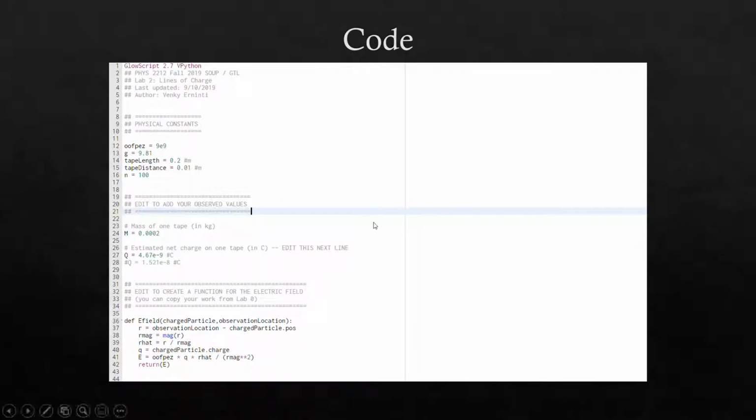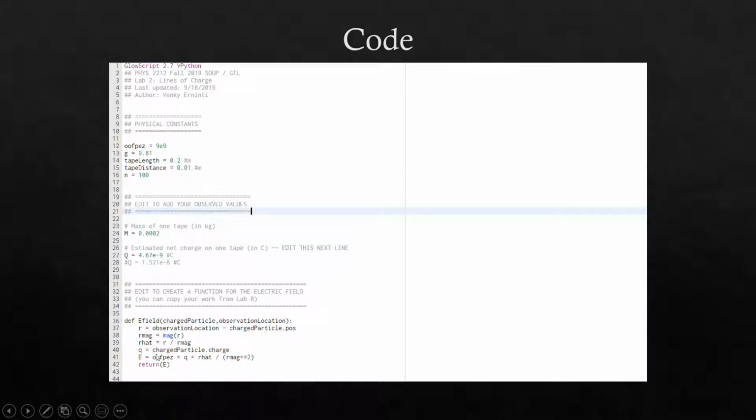So here are the physical constants, and then the mass of the tape, and Q right here is the charge that we just estimated. And then the Q under it, in line 28, commented out, is the charge that I found after treating each tape as a line of charges with 100 partitions or pieces. And as you can see, both these charges are drastically different, and we'll see later how different they actually look, and I'll explain later why they're different.